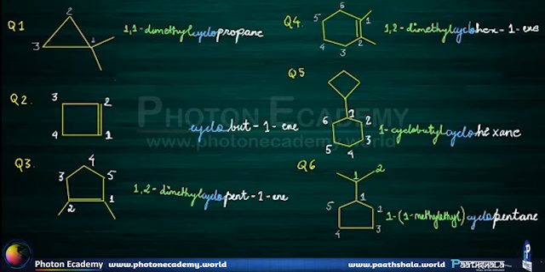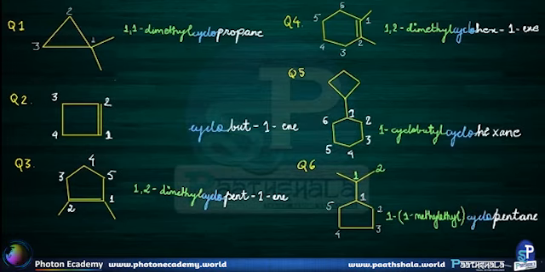And the rules over here are followed exactly the same way: there is no gap between two words, and between a number and a word, there's a hyphen. So these are key important rules that we follow while writing names of any organic compound.